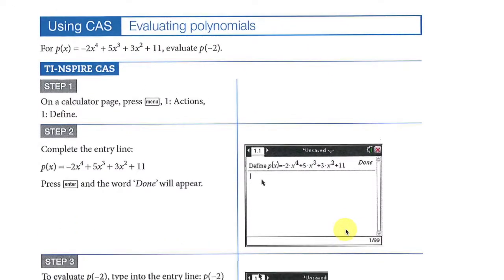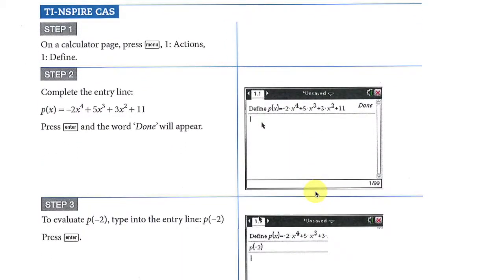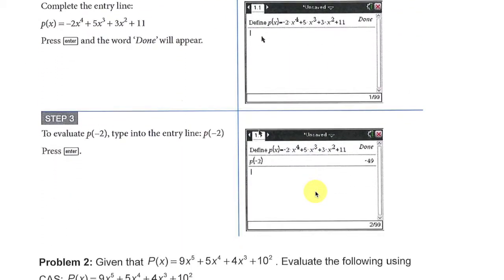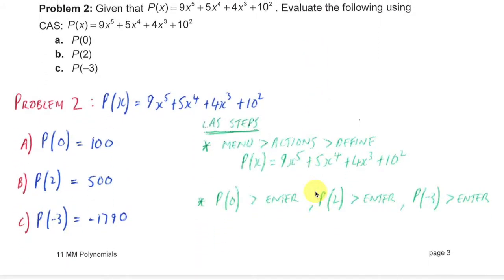We can also use our CAS. So here we've got an example. I've got p of x defined and I need to evaluate this. So my first job is to define p of x and then I just substitute. So I evaluate what p of negative 2 is. And we can see this in this example here.